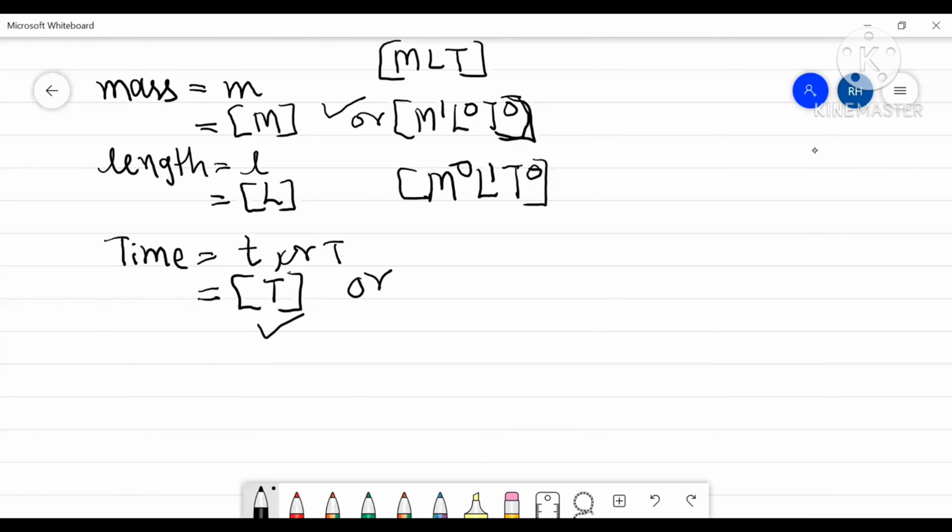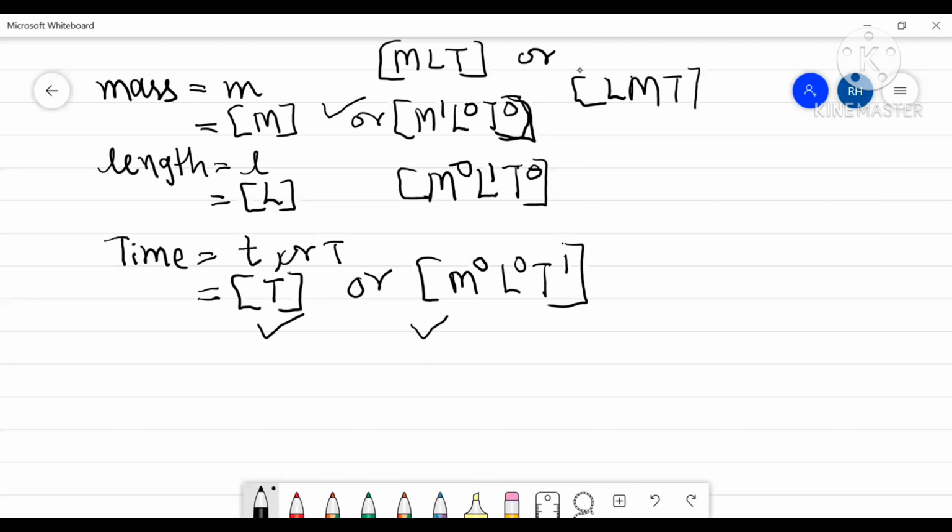For time also, someone can write capital T only, or they may write M raised to 0, L raised to 0 and T raised to 1. This is the complete form you can write, and sometimes we can also write only T, that is also correct. Or instead of MLT, we may change the place, that is LMT. Some teachers write in this form, LMT or MLT. There is no harm in changing the place. This is correct and this one is also a correct form.